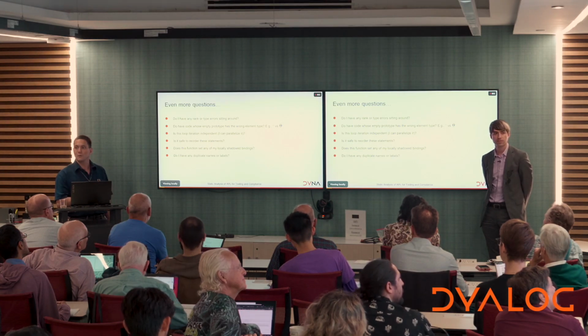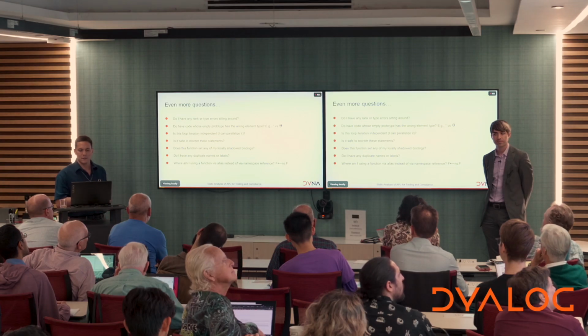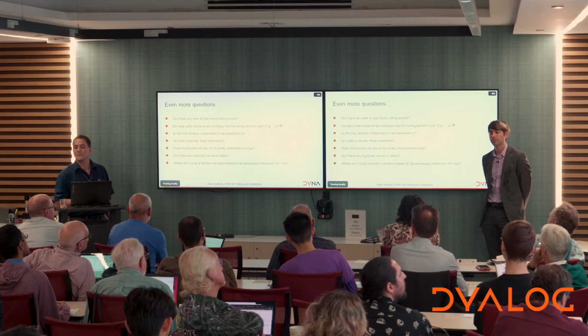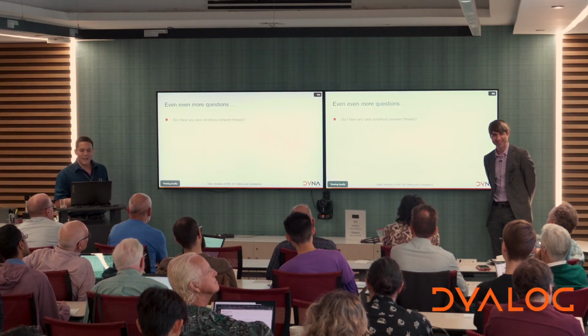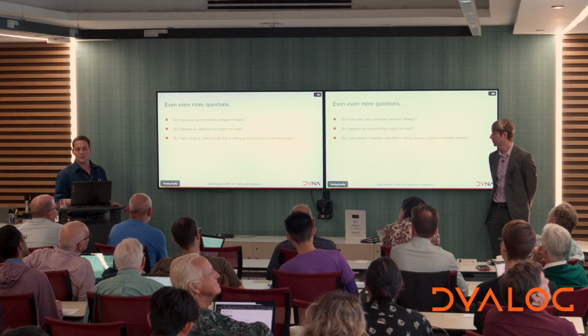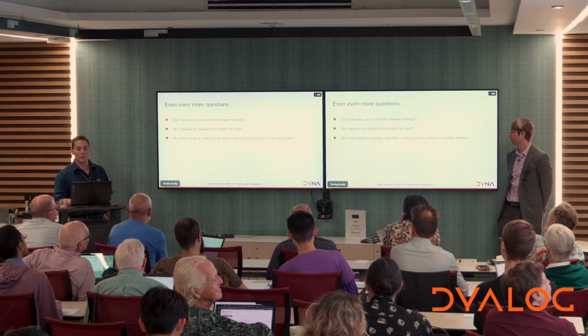Do I have any duplicate names or labels sitting around in my code? Where am I using functions via alias instead of via namespace reference, like fgets namespace.f? Still going. Do I have any race conditions between threads? Do I depend on variables that might not exist? Do I have dead or useless code sitting around that's unused, or maybe it's broken and I don't know about it?